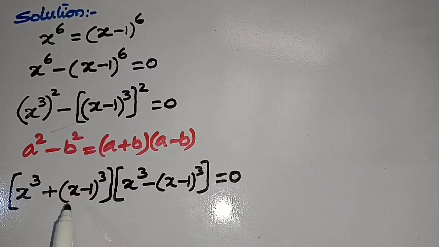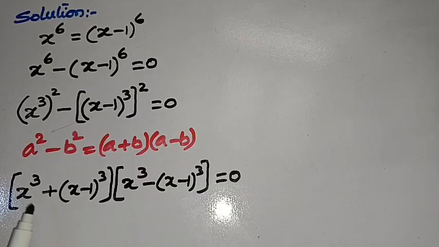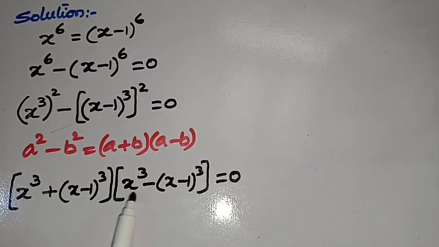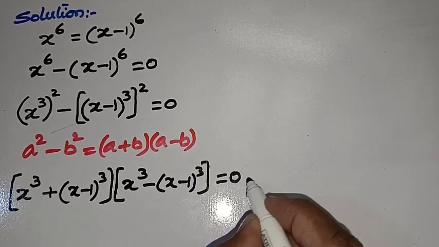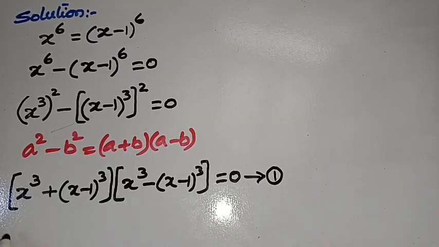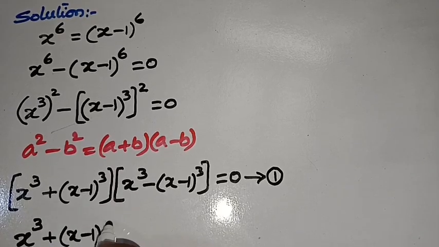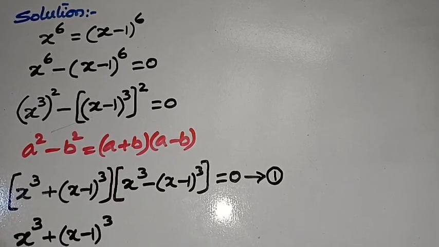It is just like, say, the product of two numbers m into n. M into n is equal to 0 implies m is equal to 0 or n is equal to 0. That means x cube plus (x minus 1) whole cube is equal to 0, or x cube minus (x minus 1) whole cube is equal to 0. In order to solve it, let me denote this as equation 1. So now I take the first part of this one, that is x cube plus (x minus 1) whole cube. I am considering only this.